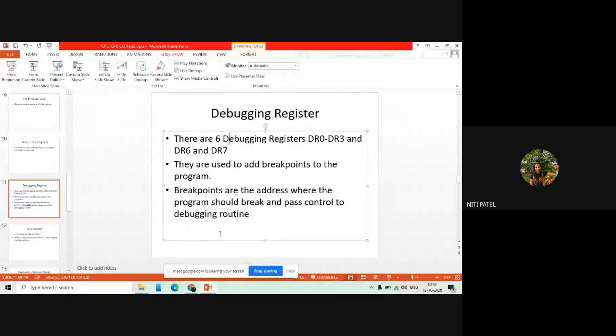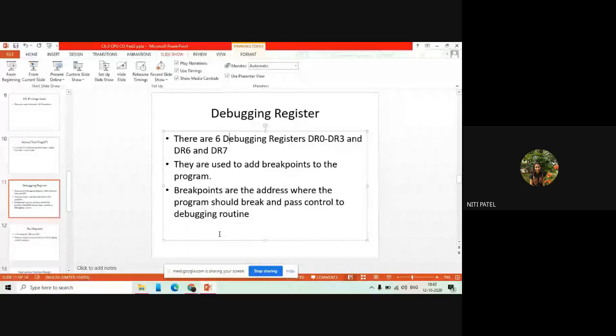Okay. So the breakpoints are the addresses where the program should break and pass the control to the debugging routine. Which means what? From 1 to 4 normal execution was happening. At the 4th line there was an error. Therefore, the execution stopped at 4. Until the problem was resolved, it did not continue with the execution. Once the problem has been solved, your CPU will not execute from the first line, but it will execute from that breakpoint, which is line number 4.